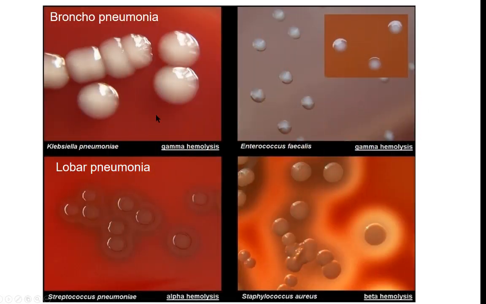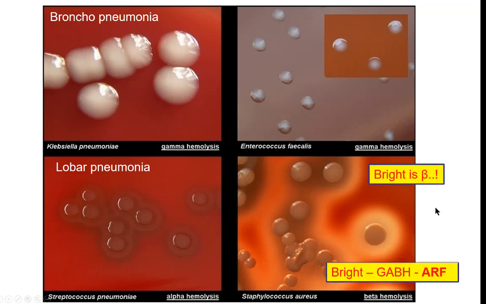Now, the common organisms: Klebsiella pneumoniae, that is the bronchopneumonia, gram-negative, is gamma hemolysis. Bright hemolysis is Staph aureus, but also we studied acute rheumatic fever. Group A beta hemolytic streptococci is also bright beta hemolysis. And in case of lobar pneumonia, it is alpha hemolysis. So it is dark, Streptococcus pneumoniae.